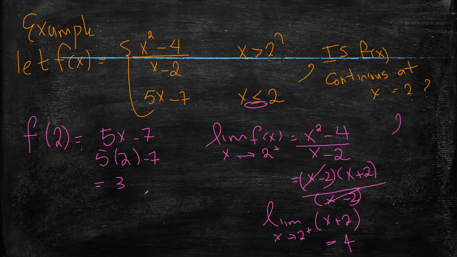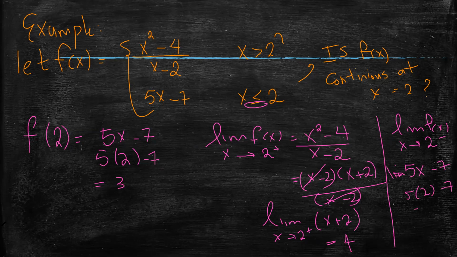Then I have to find now the limit of f of x when x approaches 2 from the left. Which function do I have to use now? 5x minus 7, the second function. Yes, the second. So 5 times 2 is 10, minus 7 is 3.